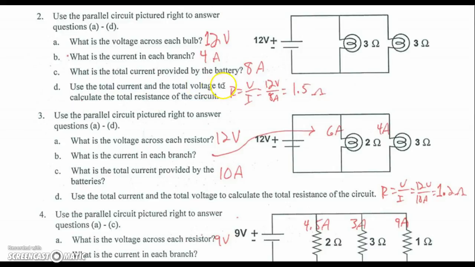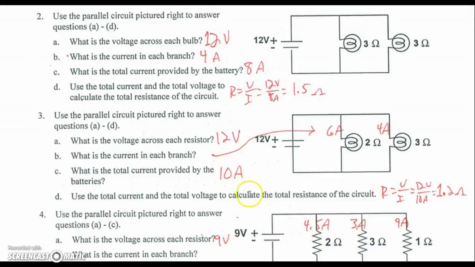So use the total current and total voltage to calculate the total resistance. Well, resistance is going to be 12 volts divided by my total current of 8 amps, which is 1.5 ohms of total resistance. So use the circuit to the right to answer the questions. So what's the voltage? Well, 12 volts in, I'm going to have 12 volts here, 12 volts across this. What's the current across each branch? Well, 12 volts divided by 2 ohms is going to be 6 amps. 12 volts divided by 3 ohms is 4 amps. So what's my total current? Well, 6 plus 4 equals 10 amps of current.